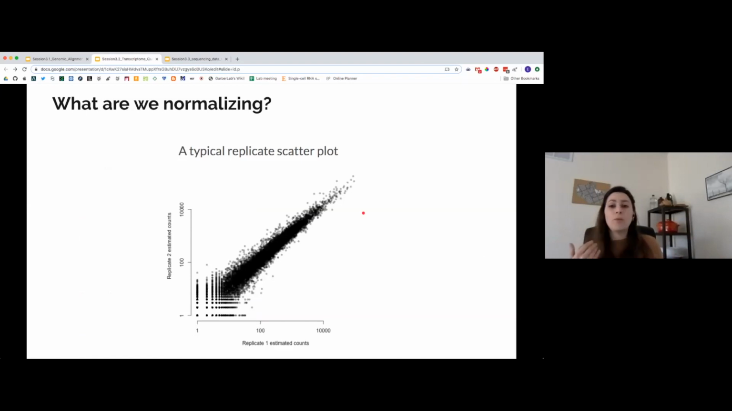All right, so what are we normalizing and why are we normalizing? If I did my replicates and I took care of everything to be right, shouldn't I have a perfectly correlating scatter plot with minor deviations?